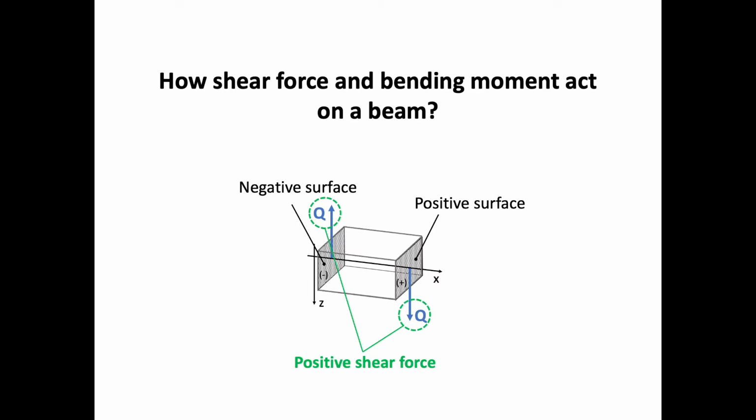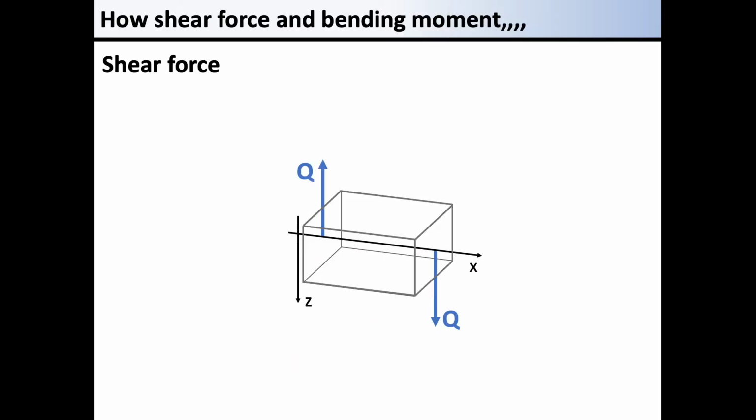Here, I would like to talk about how shear force and bending moment act on a beam. The shear force is shown as Q in this illustration. As you can see, Q is a force acting along the z-axis direction. As previously explained, the shear stress or shear force is a force couple in the opposite direction.